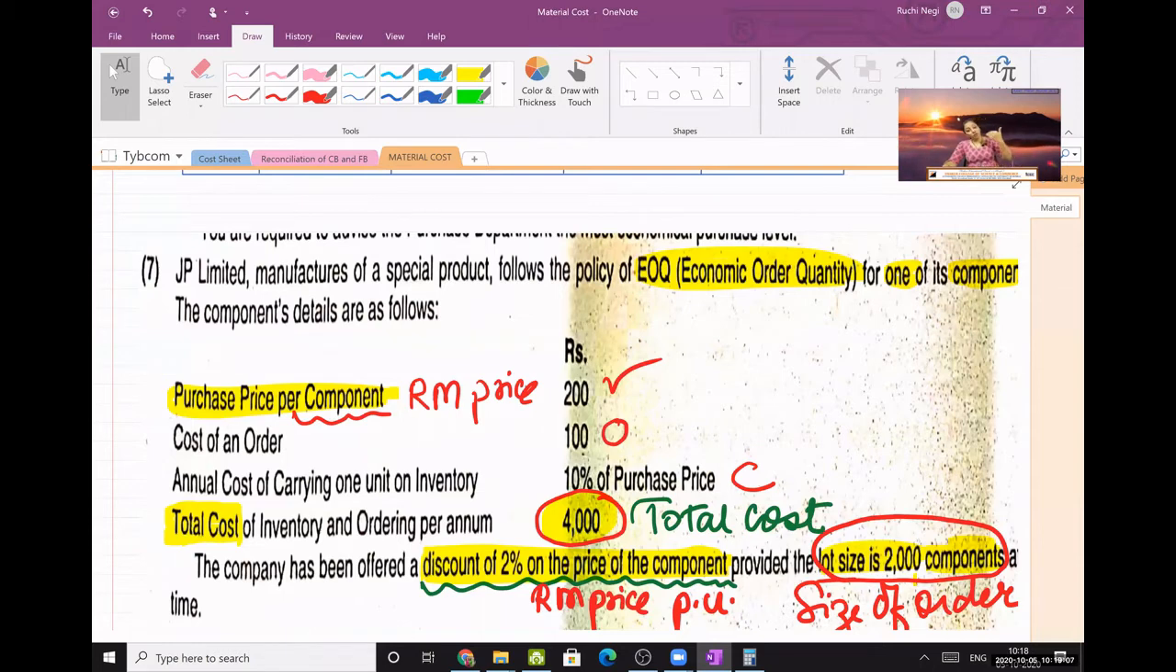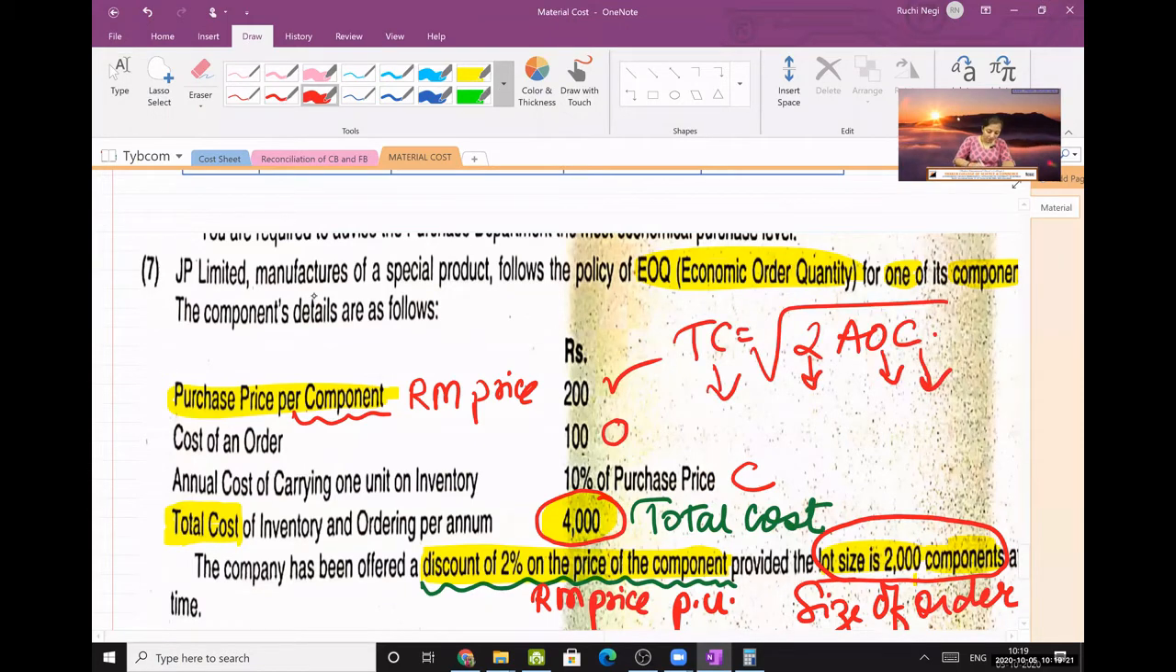Okay, they have given you total cost. So what is the formula of total cost? Square root of 2AOC. So total cost I know, O I know, C I know. So can't I find A using this formula? I'll substitute this in the formula and I will calculate the value of A. Am I clear about this? Understood the correlation, what I'm trying to say?